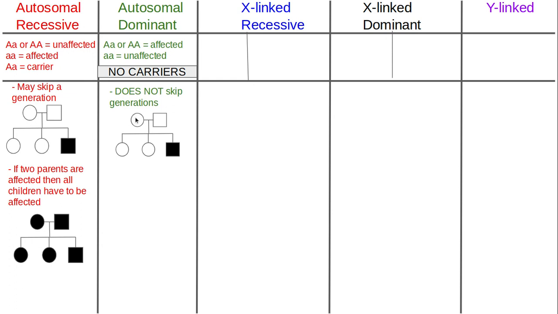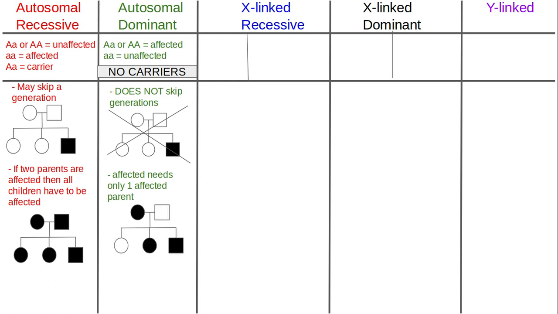Okay? If mom and dad are unshaded, that means they are unaffected, meaning they carry the little gene a and a. Those are the only options they can pass on. There's no big A option here, so mom and dad do not have a big A to have this happen. So in autosomal dominant, it does not skip generations. If you have an affected individual, you only need to have one affected parent, such as that.